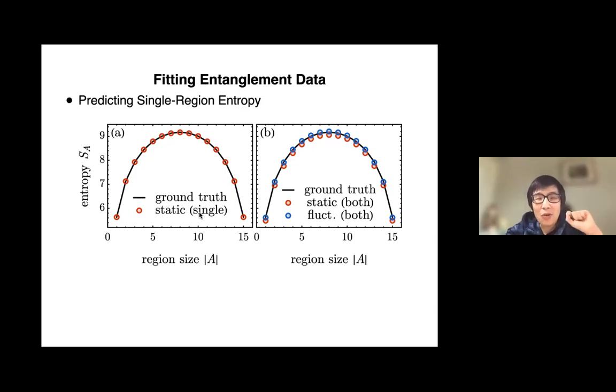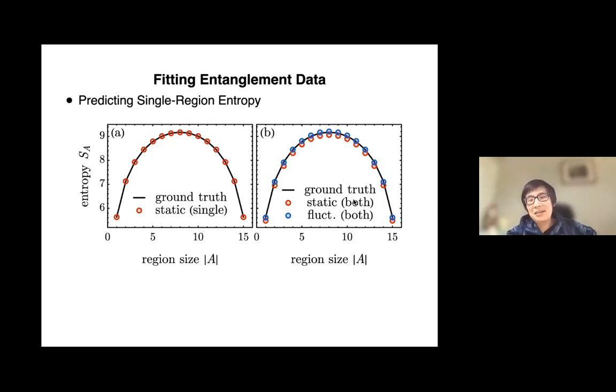The point is that if you only look at the single region entanglement, you don't really need any gravitational fluctuation. A classical geometry can very nicely fit every feature of a single region entanglement. So if you only consider single region entanglement, there's no need for a fluctuating geometry. This picture is the same thing, but we compare a static model trained with both single and double region entanglement. You can see it sacrifices a little bit of the single region prediction. But if you include the fluctuation, then it can still pretty much capture the single region entanglement.